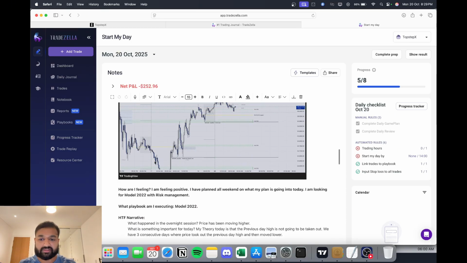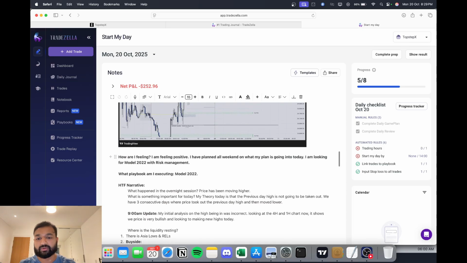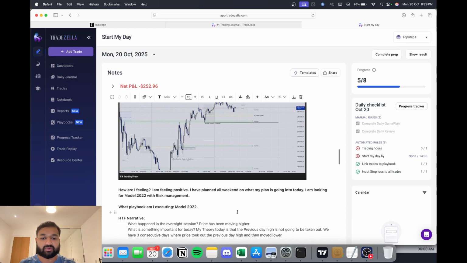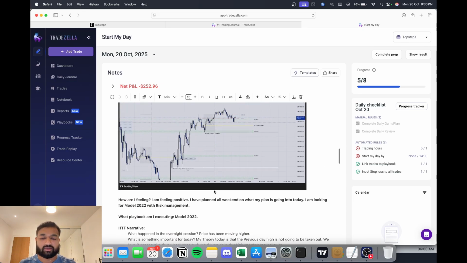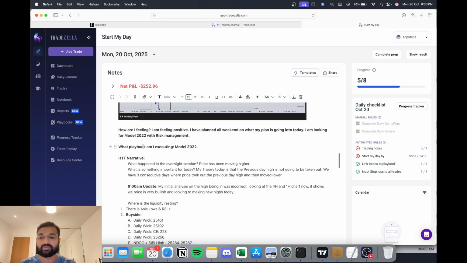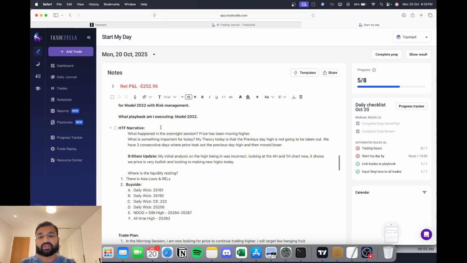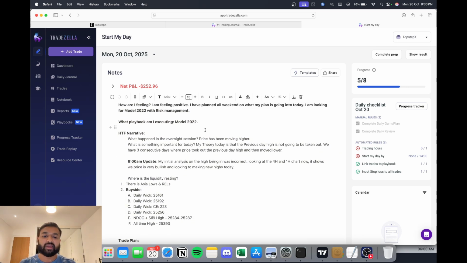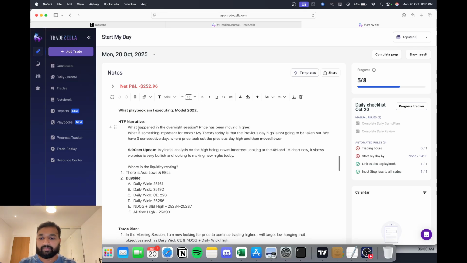So today I started with how am I feeling. I was feeling positive, planned all week on what I'm going to do today, and I was looking for the 2022 model with risk management. The 2022 model does form at 8:30, but I thought since it is 7 a.m., New York kill zone, I could take an earlier trade. Overnight session, price was already moving higher. My theory today is that previous day high is not going to be taken out. We have 3 consecutive days where price took out the previous day, then moved lower.